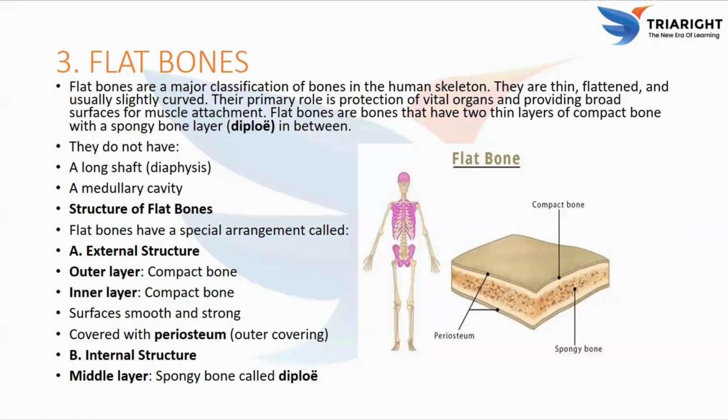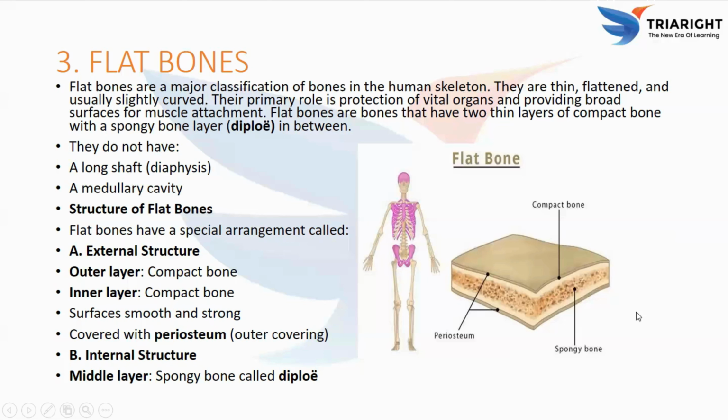The outer layer is compact bone, and the inner layer is spongy bone. The compact bone is strong and protective. These surfaces are smooth and strong, making them good for protection. The entire bone is covered by a thin outer covering called the periosteum. You can clearly see the periosteum in the picture over here.